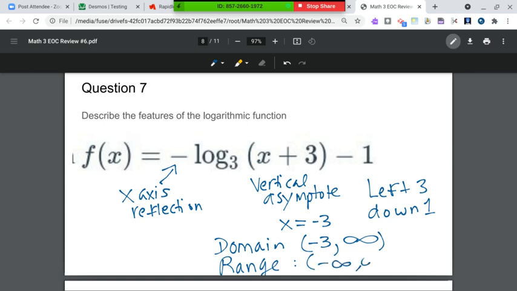Miss Doll, what's the parent function of a logarithmic function? It would be whatever the log base is, x. So this would be f of x equals log base 3 of x. Okay, log base 3 of x. That would be your parent function. Does that make sense? If it was just a log, it would just be log x. Okay, are we good there?